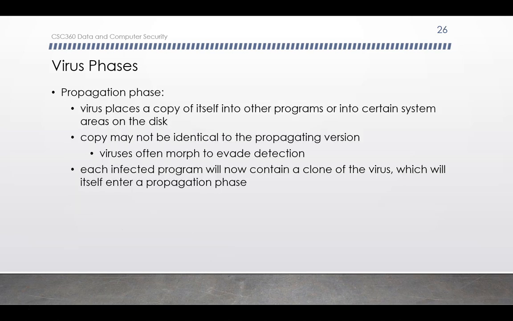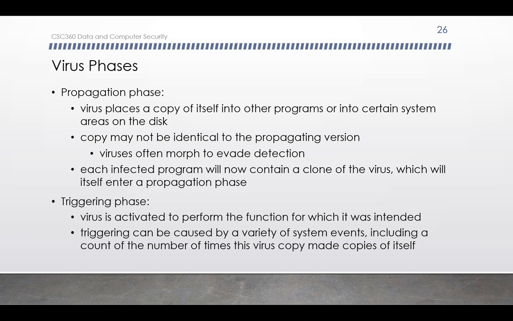Next is the propagation phase. A virus places a copy of itself into other programs or into certain system areas on the disk. The copy may not be identical to the propagating version. A virus may change itself in some way to avoid being detected. During the propagation phase, each infected program will now contain a clone of the virus, which will itself enter a propagation phase.